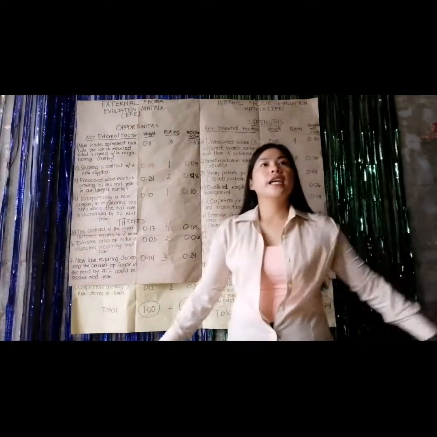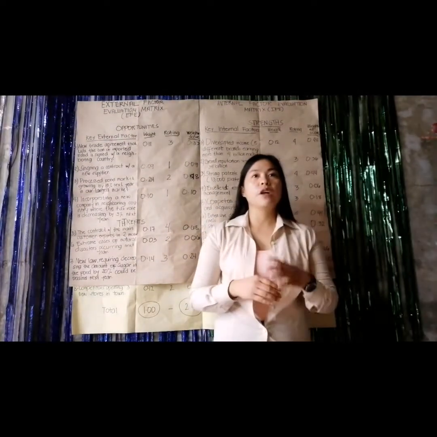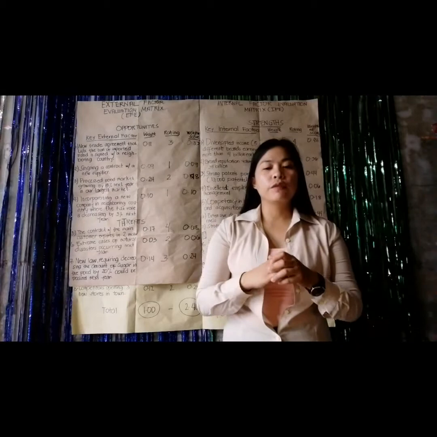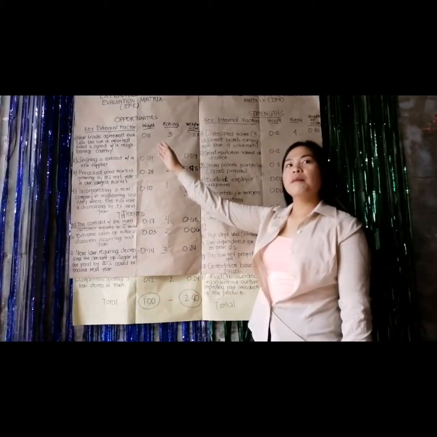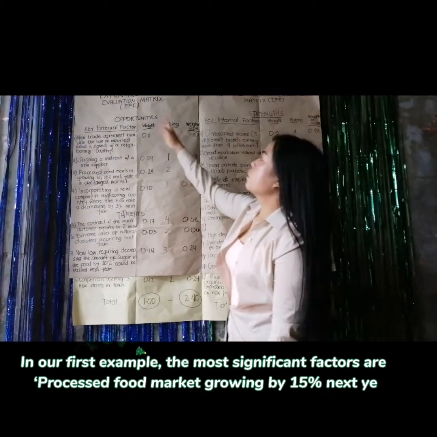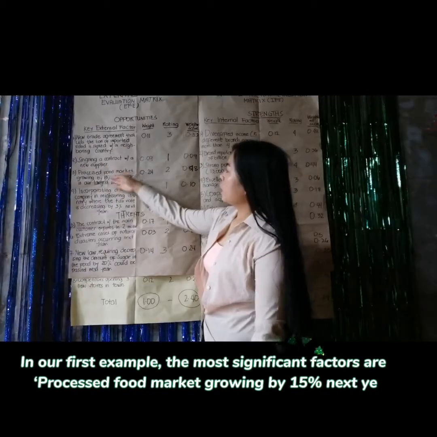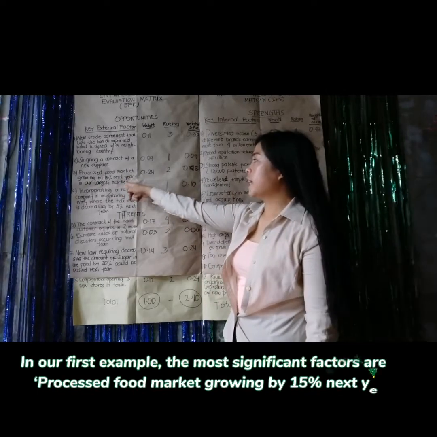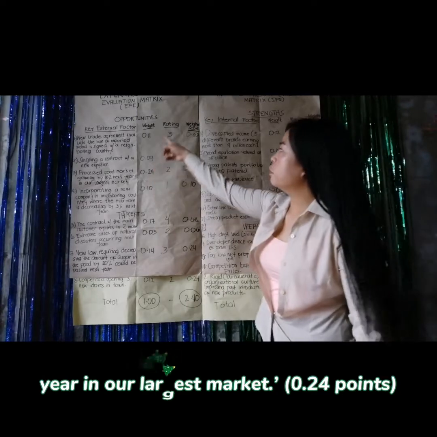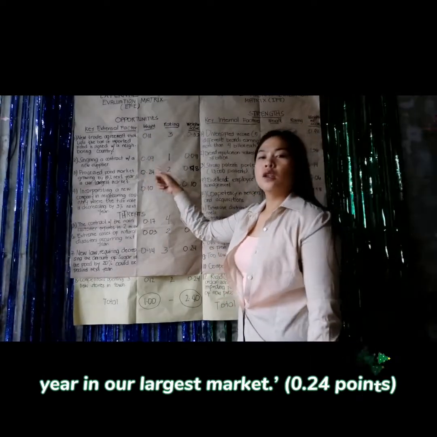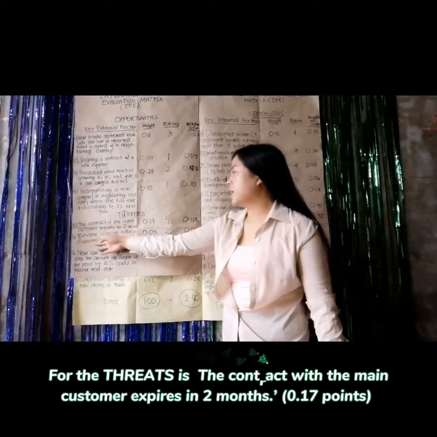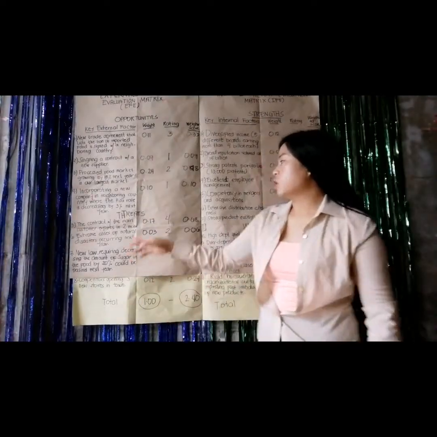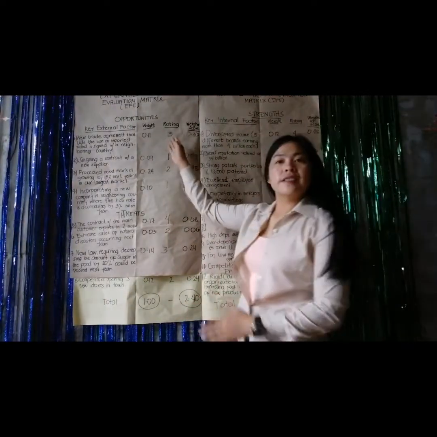Separate factors should not be given too much emphasis because success in an industry is really determined by one or a few factors. In our first example, the most significant factor in our opportunities is the perceived food market growing by 15% next year in our largest market. So here the weight is 0.24. And for the threats, we have the contract with the main customer expires in 2 months. So we are already done with the weight. The next is rating.